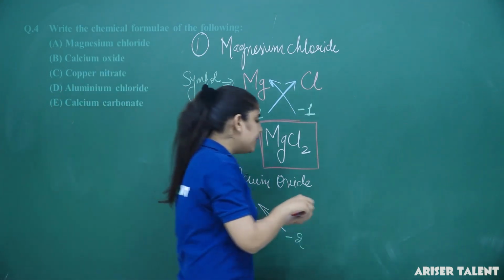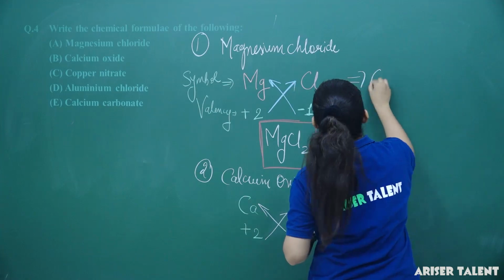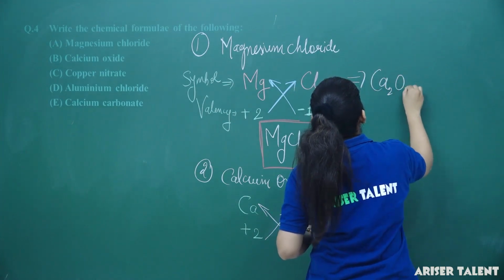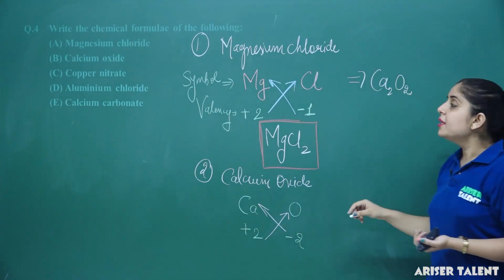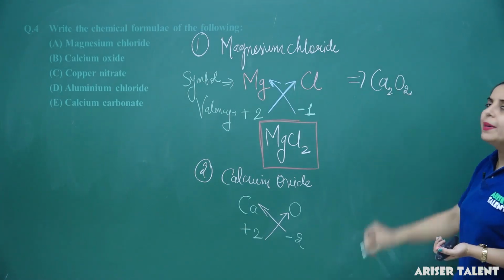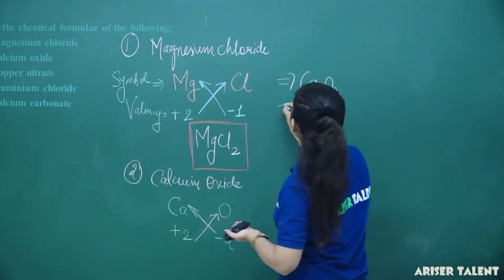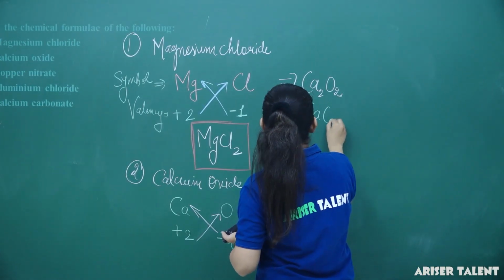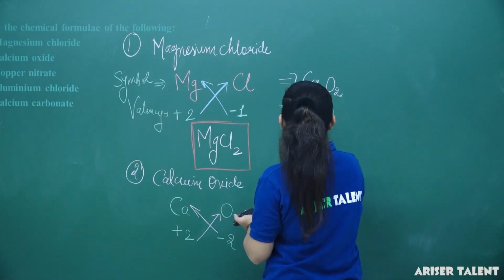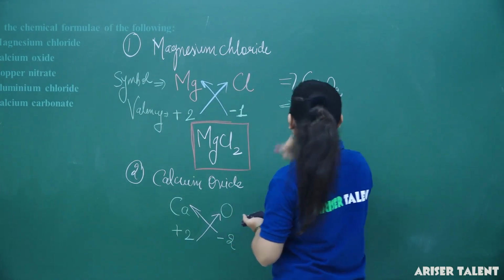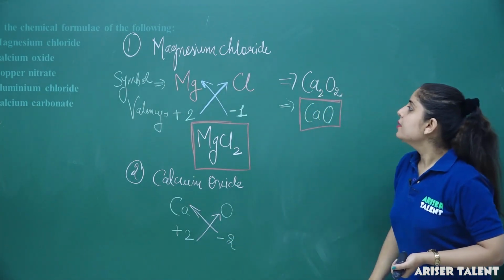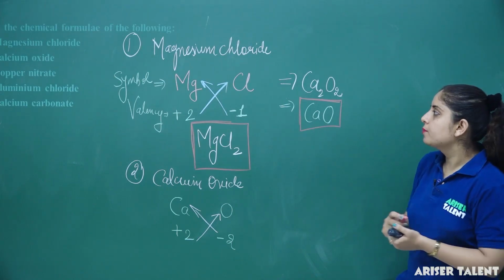And what we will get here? You will get here Ca2O2. Clear? So, in this situation, this 2 will be cancelled by this 2 because the valencies are exactly same here. So, the formula of the calcium oxide I am getting here will be CaO, because 2 will be cancelled by 2. So, again this is a very simple question you have.